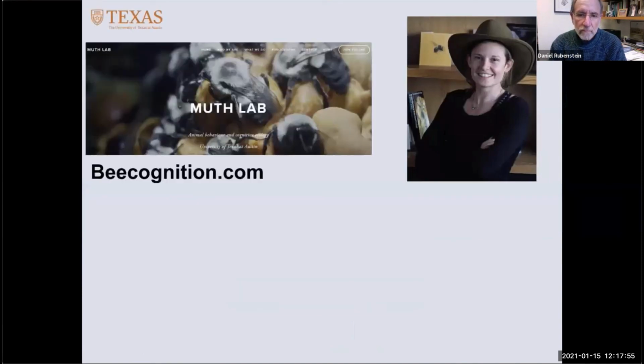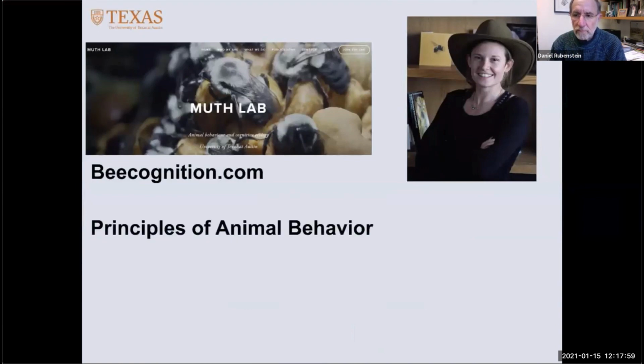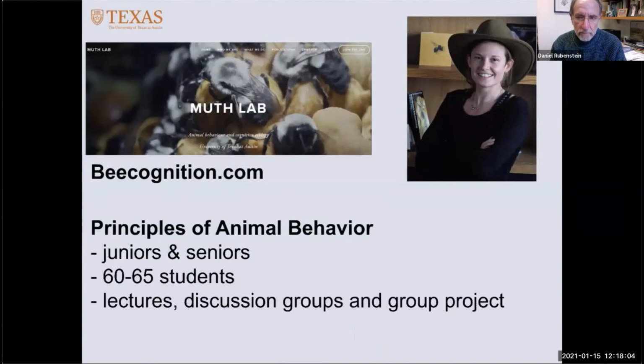I've got a Bumblebee Cognition Lab. And last semester I taught Principles of Animal Behavior, which was a class for juniors and seniors of around 60 to 65 students. It consisted of lectures, discussion groups, and a group research project.